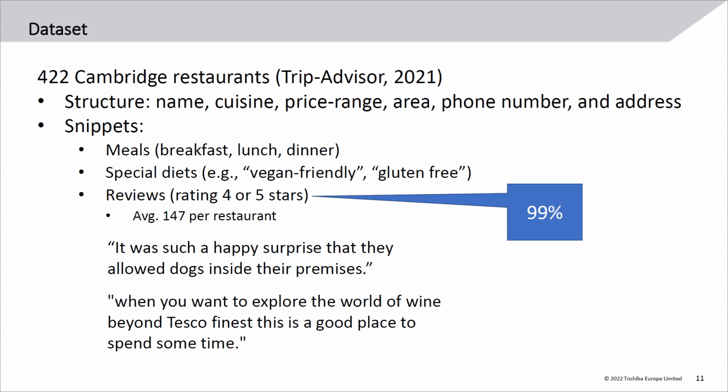And these are examples of snippets: "It was such a happy surprise that they allowed dogs inside their premises." So we assume that this would be useful for a query if a user wants to find a restaurant that allows dogs, which some pubs do in England.